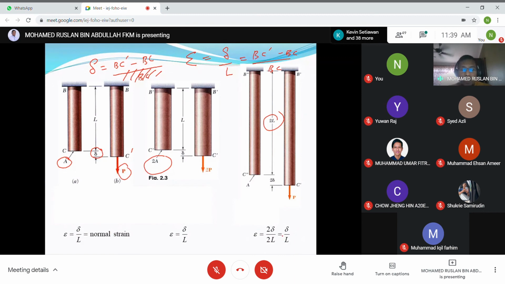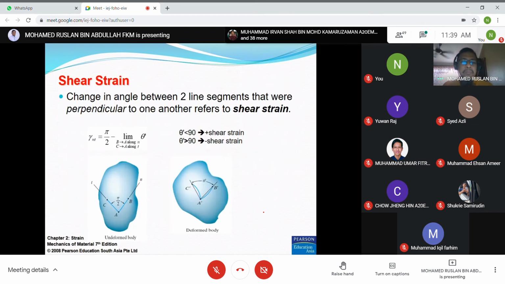So in this case, what you have to understand is that for the normal strain, the symbol is epsilon, equal to delta divided by L. How to determine delta? Delta is the final length, meaning the length after deformation, minus the original length, or the length of the body before deformation. So from that we can determine the normal strain. And then the second part is shear strain.